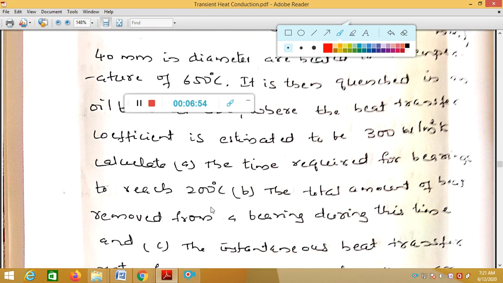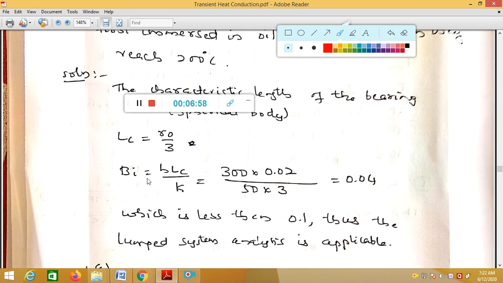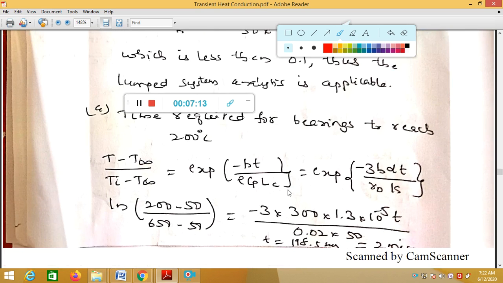So first bit we will solve. This is again a spherical ball. For a spherical ball, characteristic length equal to R0 by 3. So Biot number is equal to h Lc by k, which is 300 into 0.02 by 50 into 3, equal to 0.04. It is less than 0.1. Hence lumped system is applicable.